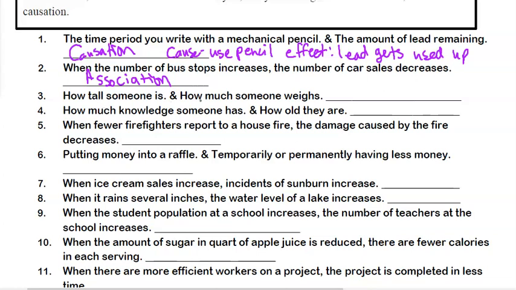How tall someone is and how much someone weighs. That would be association.